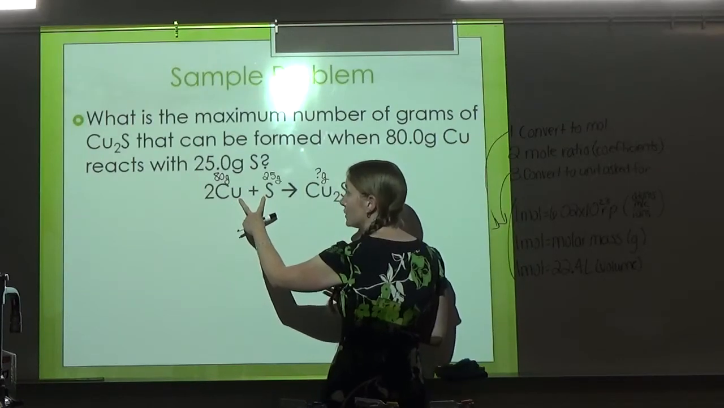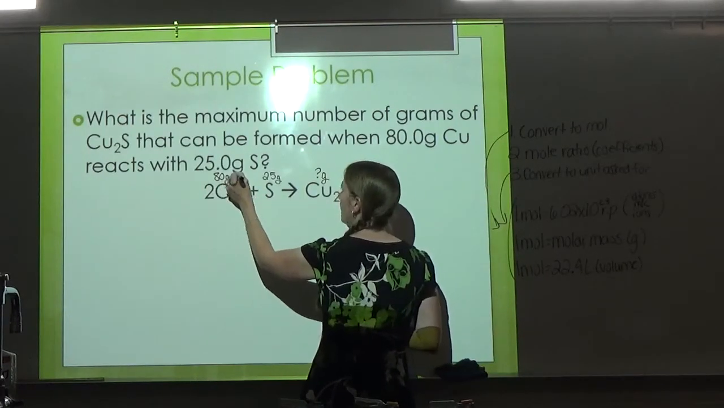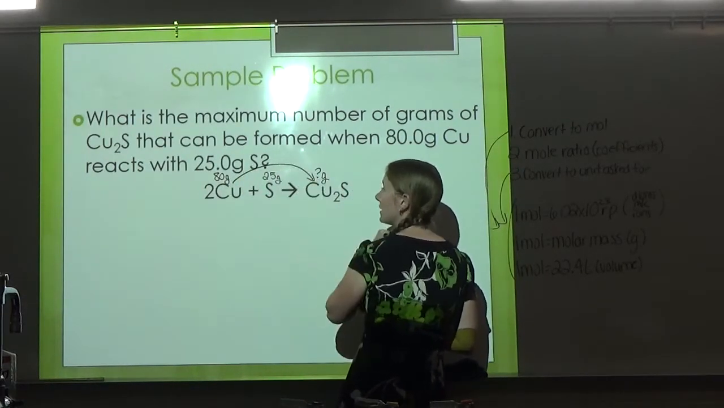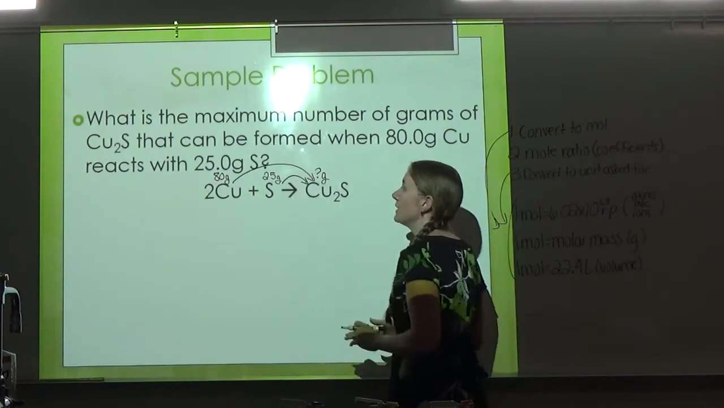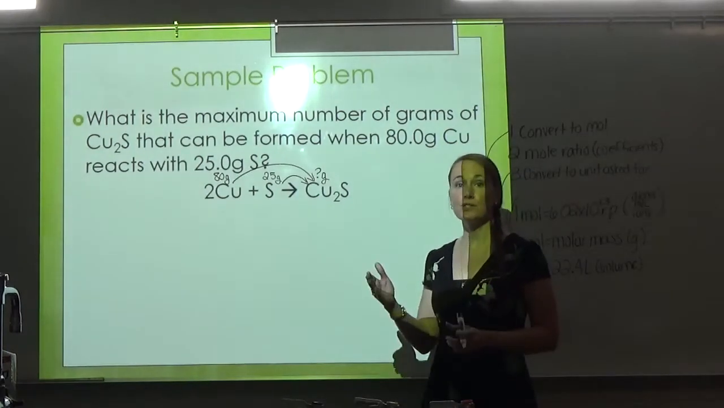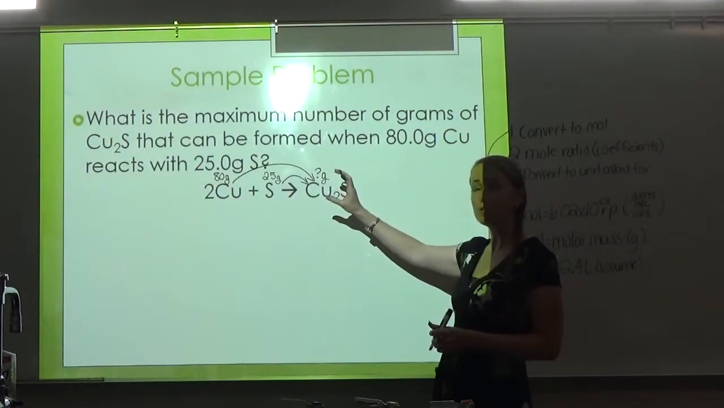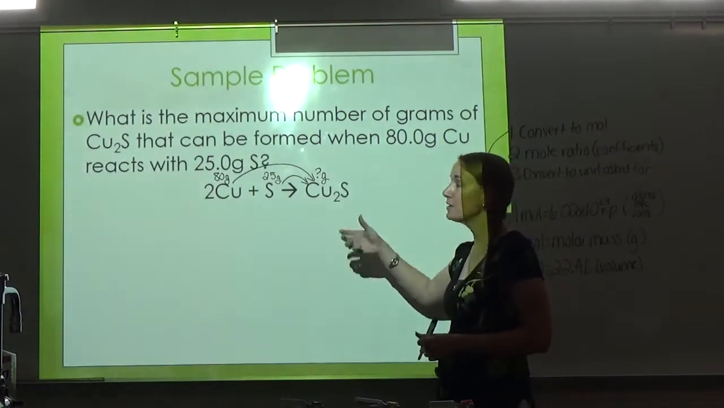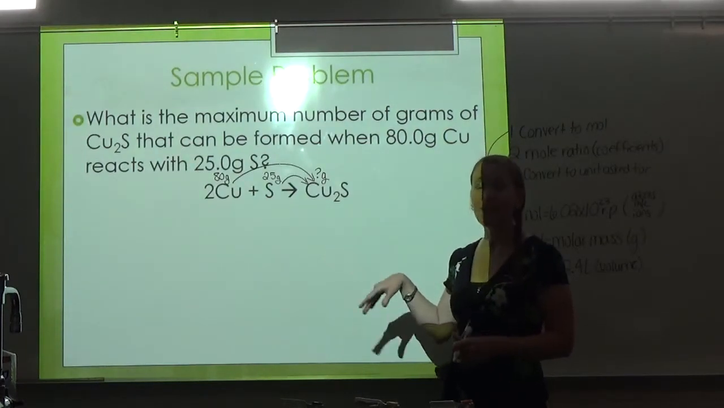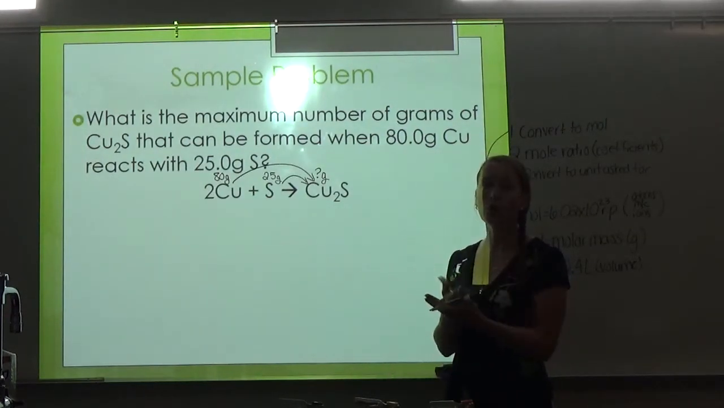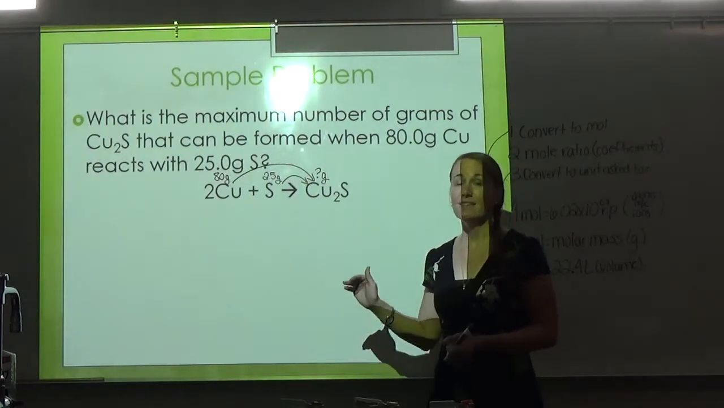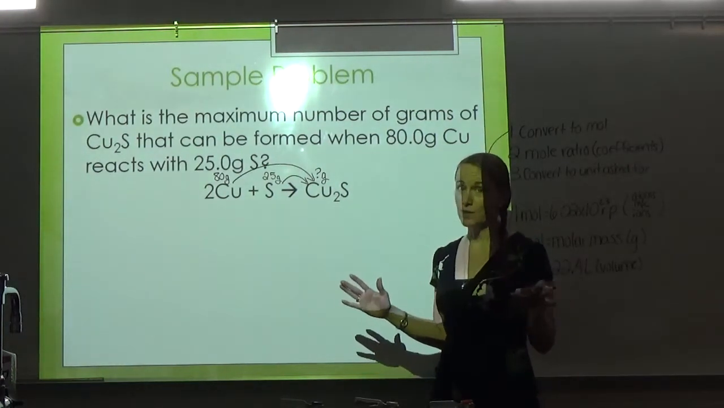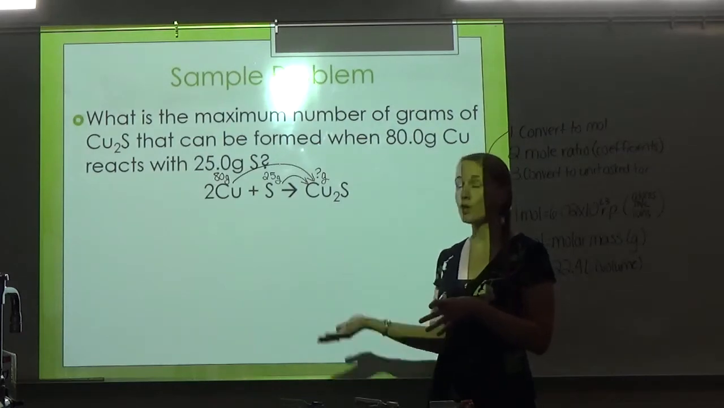So what I have to do is go from copper to figure out how much product it can produce, and then go from sulfur to figure out how much product it can produce. Like I did with our sandwich. I figured out how many sandwiches I can make with bread, how many with turkey, how many with cheese, and then which do we pick? We pick the lowest amount, because once the lowest amount is made, then one of the reactants is gone. Okay, so limiting, you pick the lowest amount.